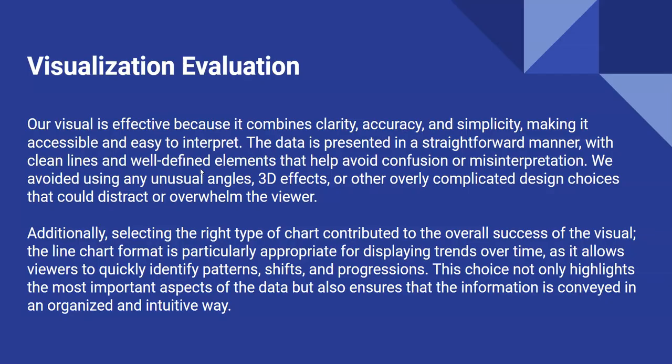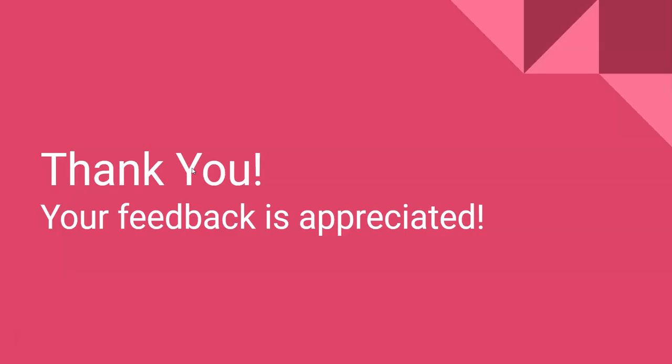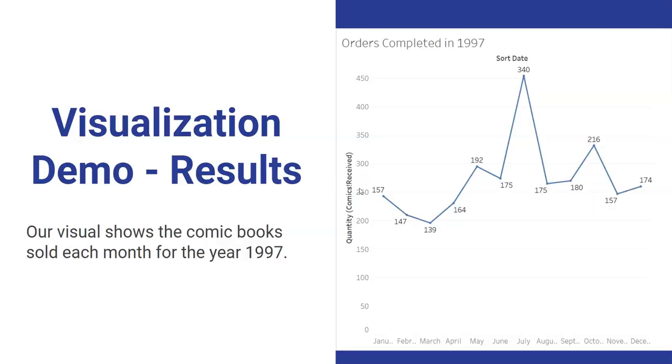Additionally, selecting the right type of chart contributes to the overall success of the visual, and the line chart format is particularly appropriate for displaying trends over time, as it allows viewers to quickly identify patterns, shifts, and progressions in the data. This choice not only highlights the most important aspects of the data, but also ensures that the information is conveyed in an organized and intuitive way. And again, you can clearly see the dips, and when there are highs, like at 340 here, it's obvious that it's there.